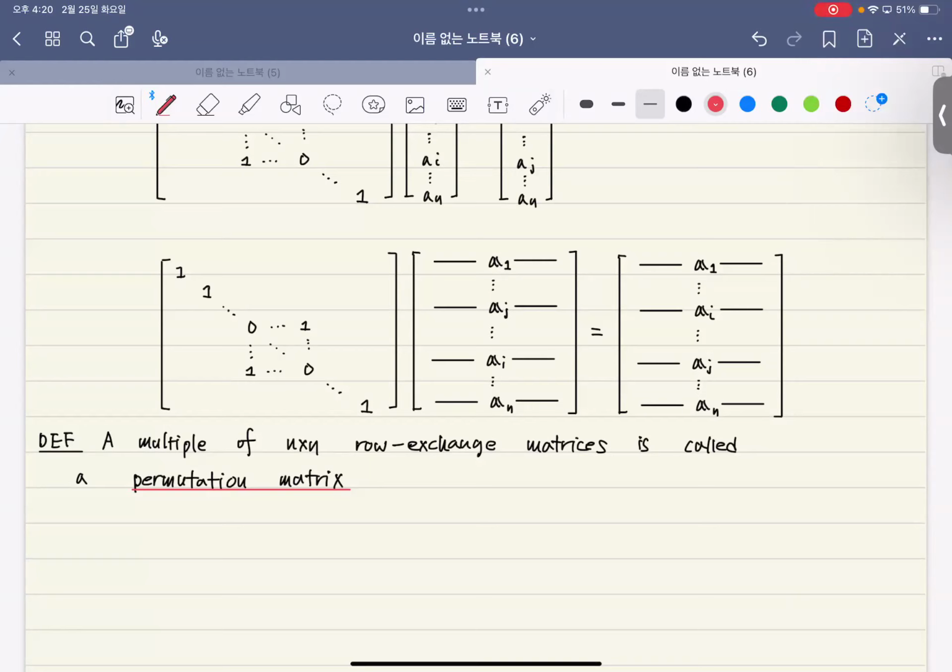Let me think of 3 by 3 cases. If my n equals 3, how many different row exchange matrices do you have? There must be 3 of them: P1,2, which is exchanging just row 1 and row 2, P1,3, which is exchanging row 1 and row 3, and lastly P2,3, exchanging row 2 and 3. So I will have 3 different row exchange matrices. Now, how many different permutation matrices do I have if n equals 3?